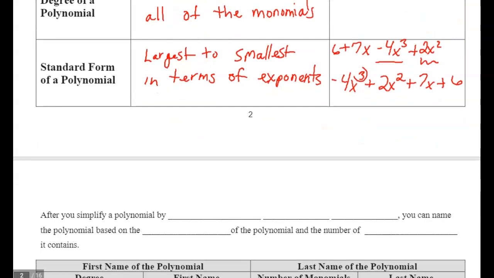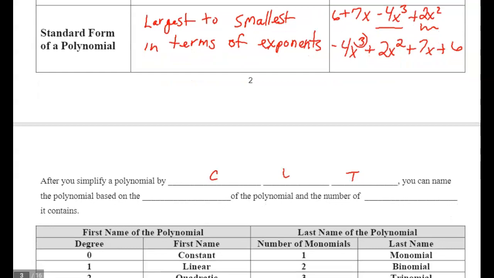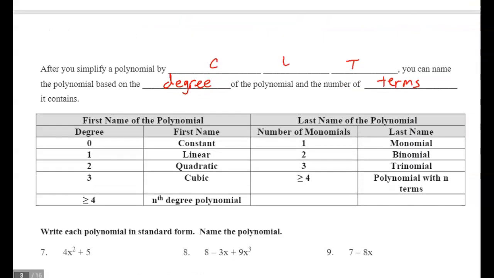All right, after you simplify a polynomial, and I'm just going to write CLT. Hopefully you guys know that that is combined like terms. Okay, you can name the polynomial based on the degree and the number of terms. So now this is where we're going to spend most of our time.